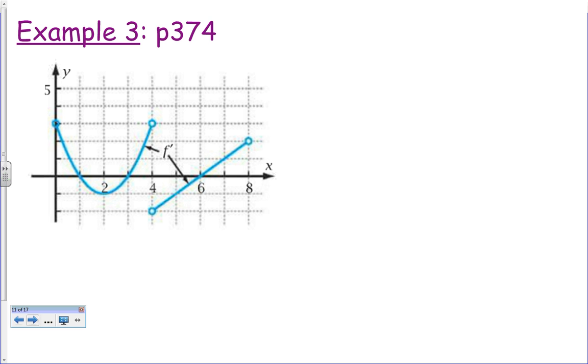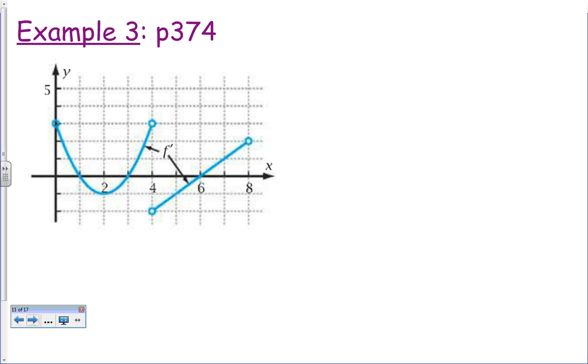Example 3 in your book says the figure shows the graph of the derivative of a continuous piecewise function f defined on the closed interval from 0 to 8. On a copy of the figure, sketch the graph of f given the initial condition that f of 1 is equal to 5. Put a dot at the approximate location of each critical point and each point of inflection.